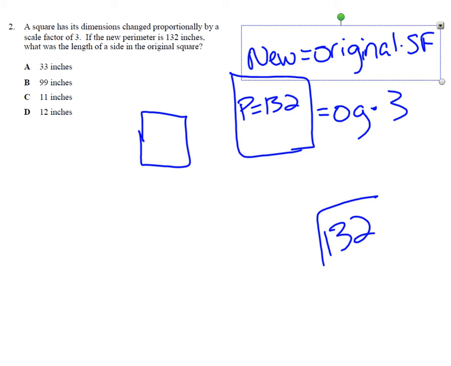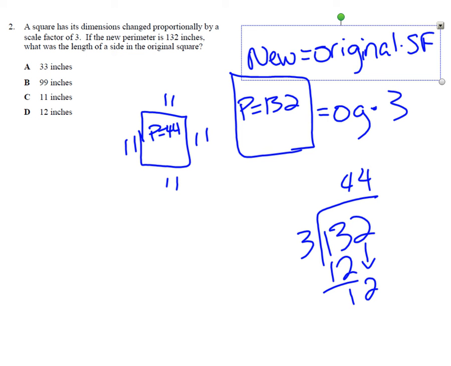So that's 12. So we get a perimeter of what? 44. And since it wants the length of each side, we can find it by dividing the perimeter by 4. We get 11. You can double check that because 11 added to itself 4 times is 44.